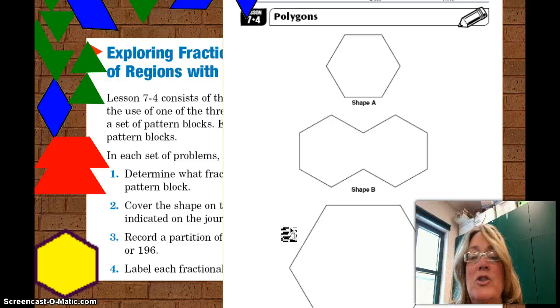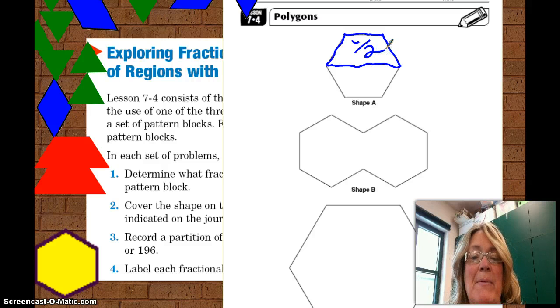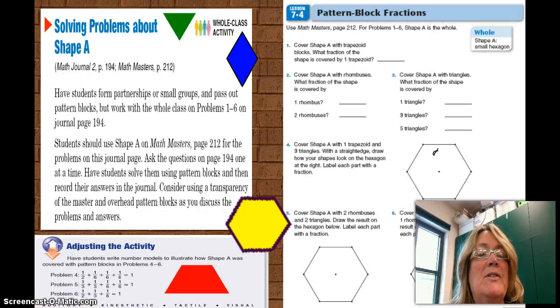Here is a polygon, shape A. If it says to lay a trapezoid on the shape, you will get the solid block that is the trapezoid, and I'm just going to draw one here for you, and you are going to lay it over top of this shape. As you can see from laying it there, this is half, and you are going to write the fraction of that shape over top of shape A. Follow the instructions on those pages and continue to do them all, and then correct your answers in the math journal answer key.